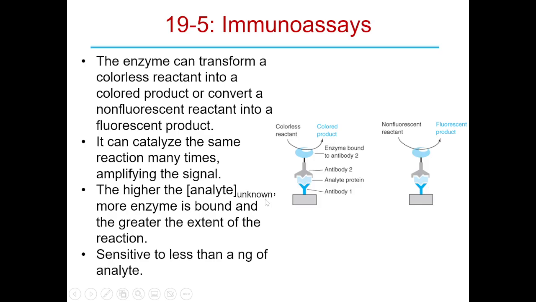The higher the analyte unknown concentration, the more enzyme is bound, and the greater the extent of this reaction here. So in this case, we can tell the concentration of our analyte because of how much this reaction is being amplified, right? The more of this analyte, the more analyte-protein complex, and the faster this reaction will be, right? And this very much ties into our biochemistry. Remember we were talking about Km and all that?